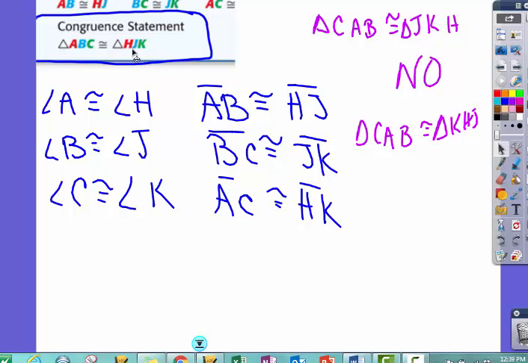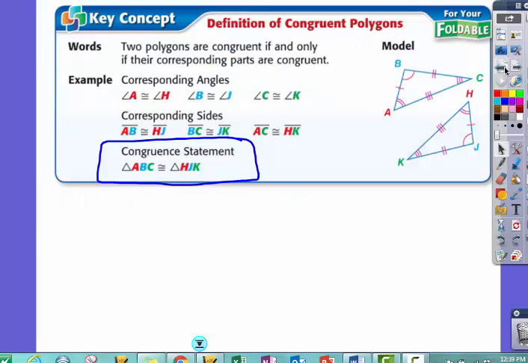So AB is congruent to HJ. Then B and C match up with J and K. And A and C, the first and the last, match up with H and K. So all of that information is in the congruency statement, but you have to write it out: all the lists, all the sides, and all the angles on the first couple homework problems.